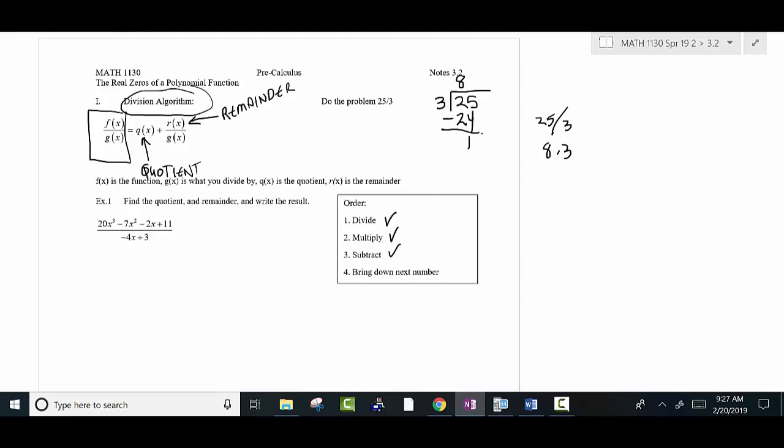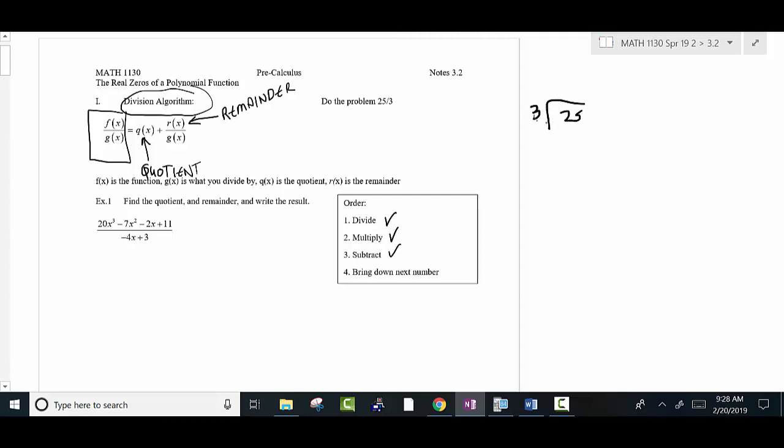You could also do it this way if you wanted to. I kind of skipped some, it doesn't matter. So that would be a 0. And then you could bring down the 5. Hold on. Do I not know how to divide? Apparently not. Let me try again. I think I got it right the first time. Okay. 25 divided by 3.